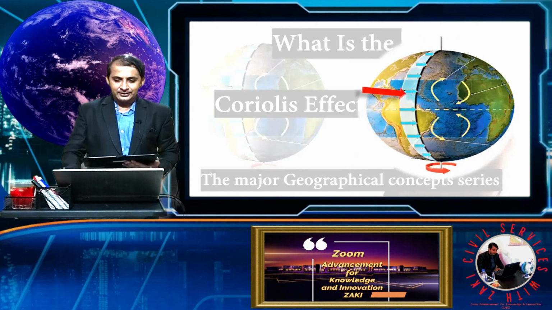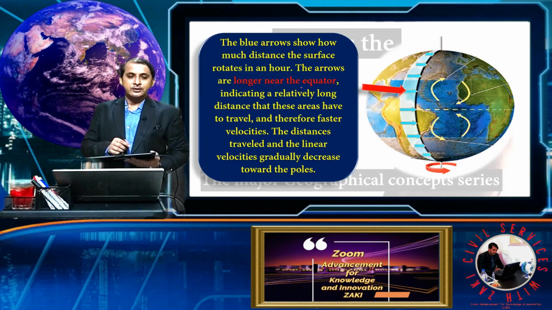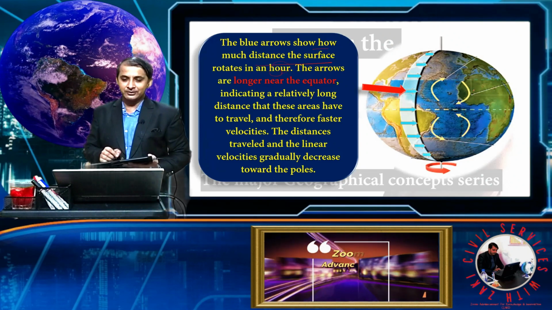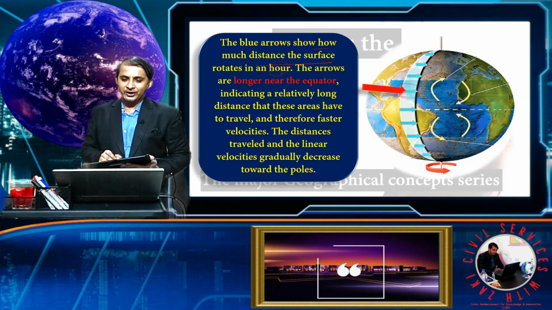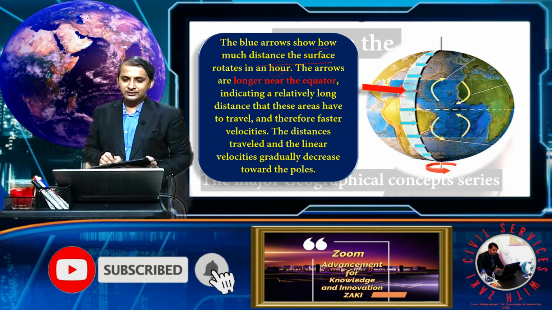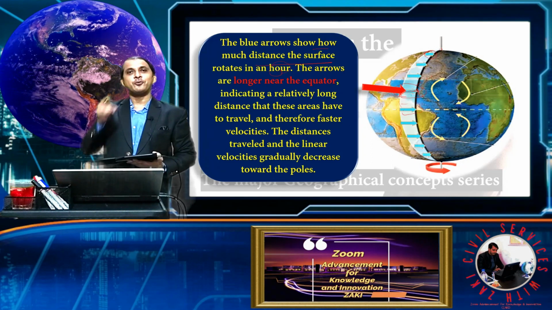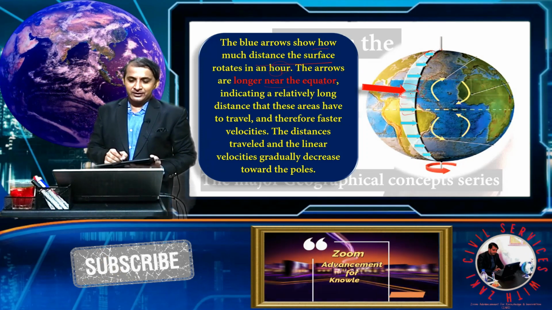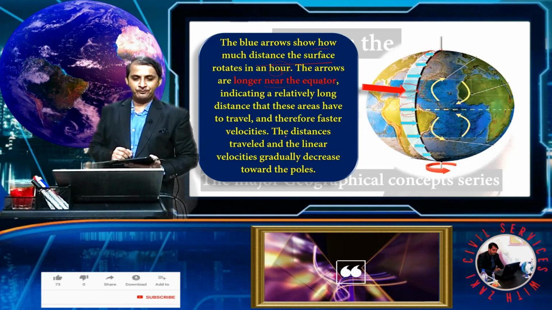If we see this blue arrow, the blue arrow shows how much distance the surface rotates in an hour. This surface rotates this much area in 1 hour. Near the equator it is more, near the pole it is less, and at the pole it is 0. The arrow is longer near the equator and shorter towards the pole.